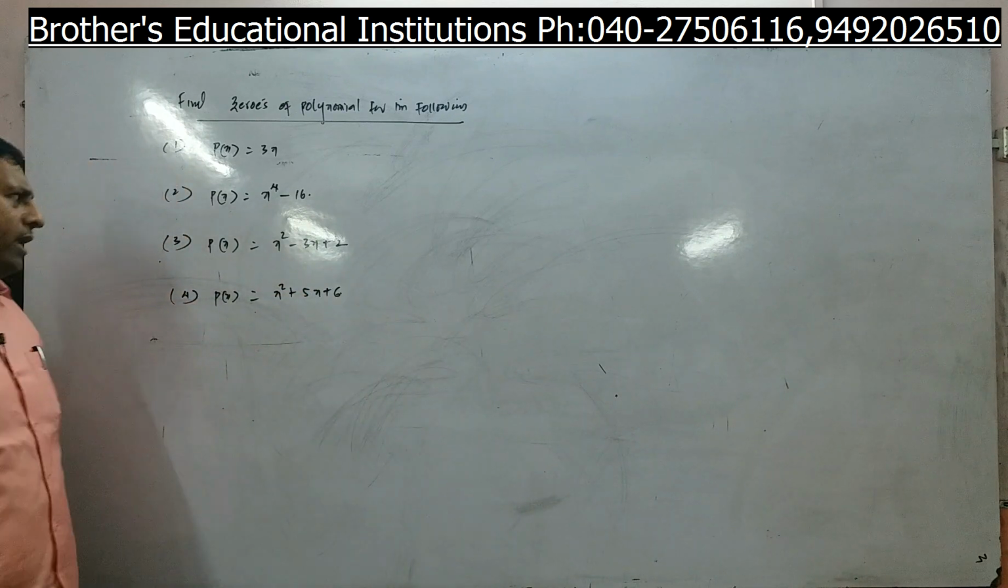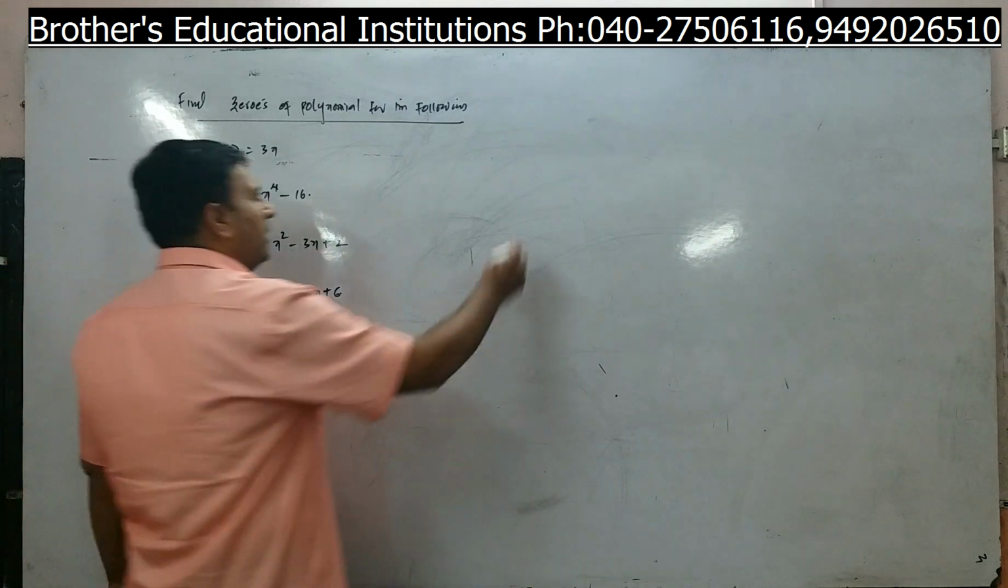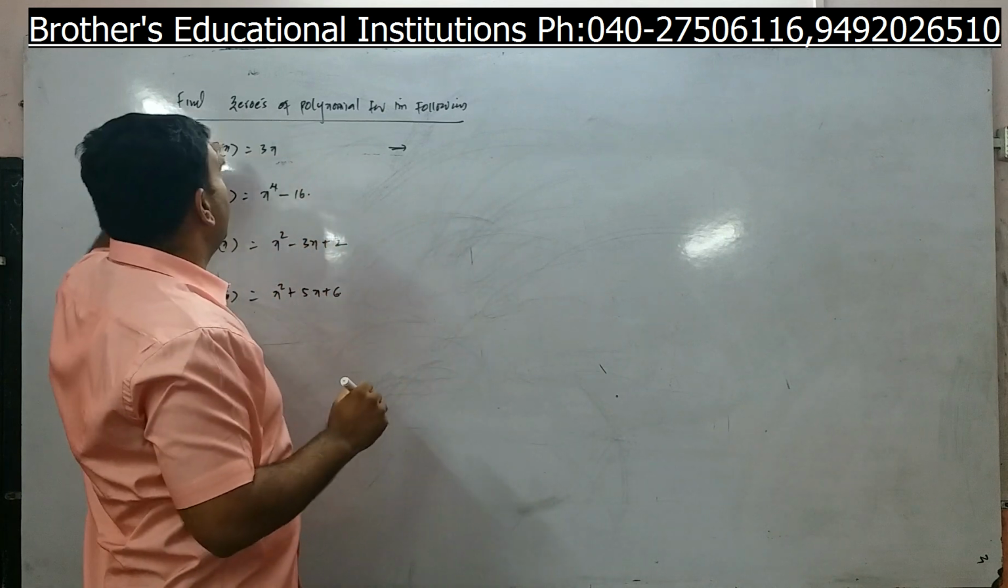So I have taken these 4 examples so that we can understand and find out how to get the zero of a polynomial. So what I told you for this first bit is, it's the value of x for which the polynomial is becoming 0.